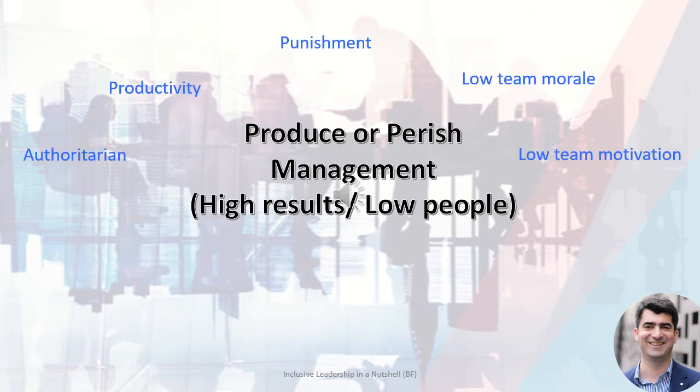This type of manager is autocratic, only interested in results, has strict work rules, policies, and procedures. They view punishment as an effective way of motivating team members. This approach can drive impressive production results at first, but over time, low team morale and motivation will ultimately affect people's performance as the team members' needs are ignored.